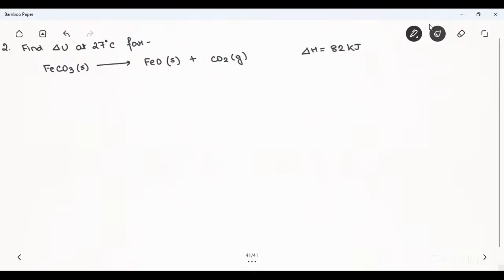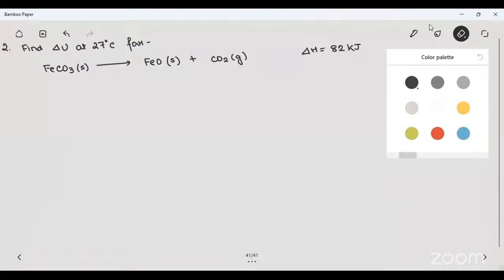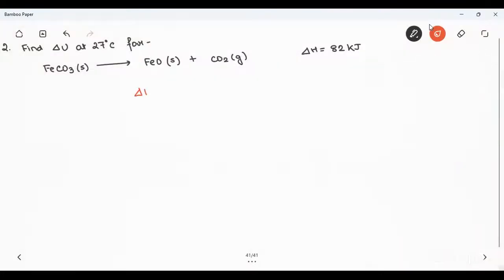Okay, so what formula do we know, that we have learned so far? Delta H is equal to delta U plus delta Ng RT. This is our formula, right? Delta H is given as 87. Delta U needs to be calculated. What is Ng? Here gas, solid, solid. So our delta Ng will be 1 minus 0, or 1.